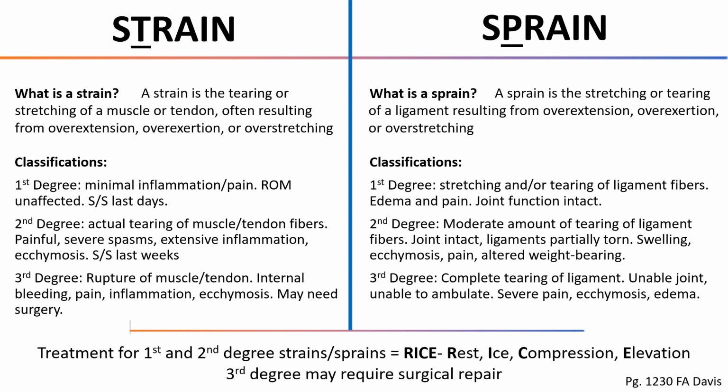Functional support in the form of braces can be used for 4 to 6 weeks and is preferred versus immobilization. Exercise therapy programs can also be prescribed and consist of neuromuscular and proprioceptive exercises. In addition to the therapies mentioned previously, NSAIDs are usually prescribed to help with pain and inflammation. Third degree strains may require surgical repair of that torn tendon or muscle.